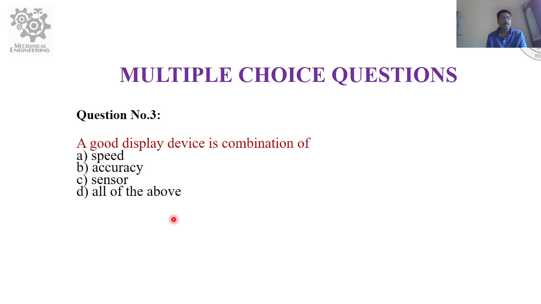We go for question number 3. What is question number 3 here? A good display device is a combination of. I will repeat the question once again.